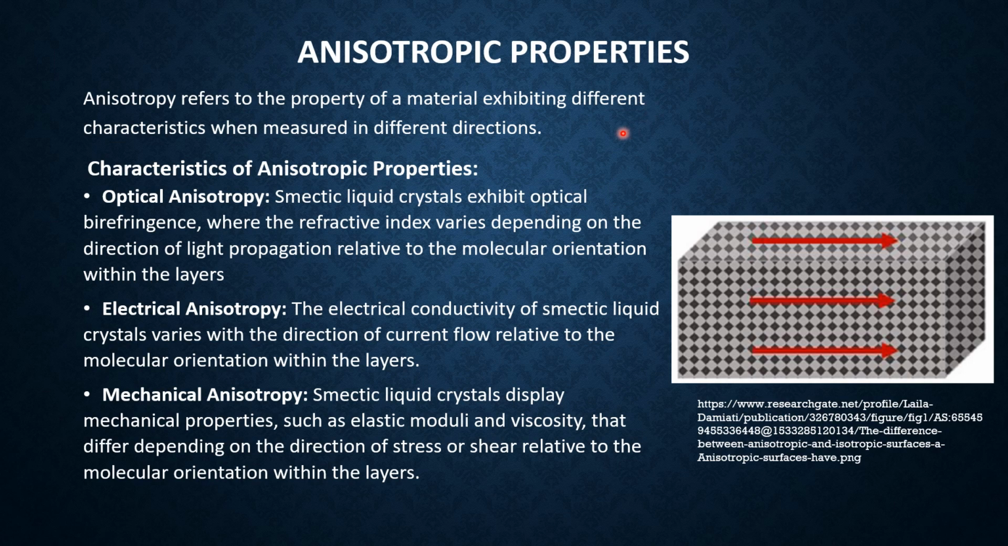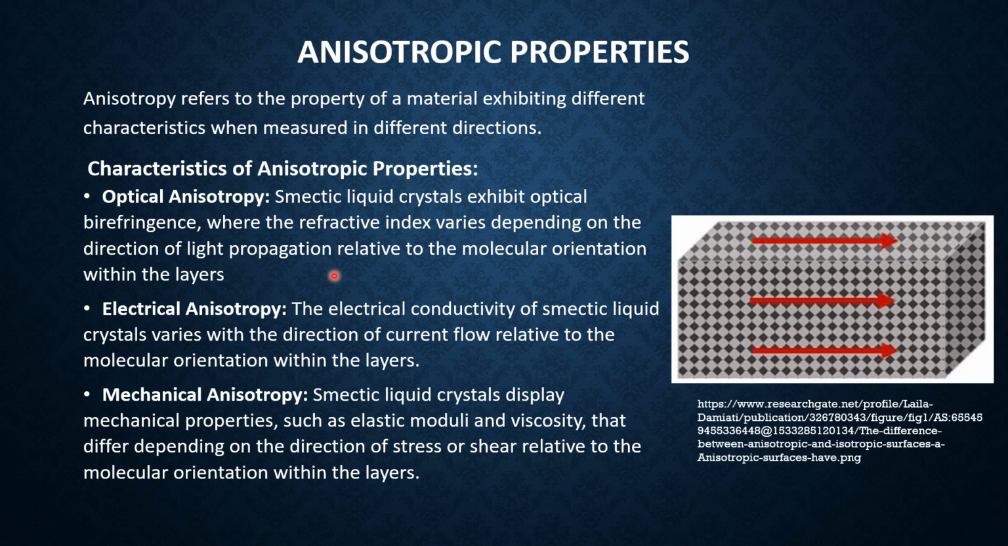So here, this liquid crystal, what property do they undergo? They undergo anisotropy, meaning the property of the material changes when measured in different directions. What are the properties which we saw before? We saw optical property, electrical property, and mechanical property. We'll see what changes are taking place and what the characteristics of these anisotropic properties are. The smectic liquid crystal exhibits optical birefringence, where the refractive index varies depending on the direction of light. See, it depends on the direction.